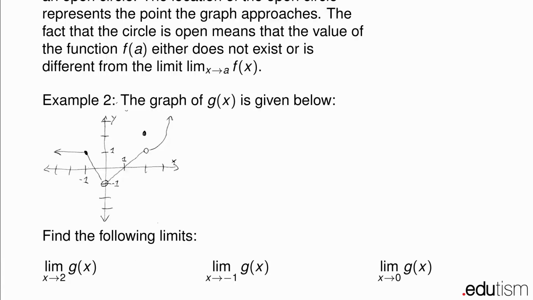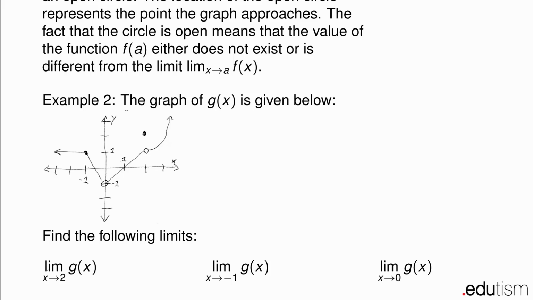For example, in this graph shown, at this point here, the limit is going to approach this circle, but the value of the function is up at this circle. At this point, the limit is going to approach this open circle down here, but the value of the function is not defined at all. However, we can use this graph to find a number of limits.